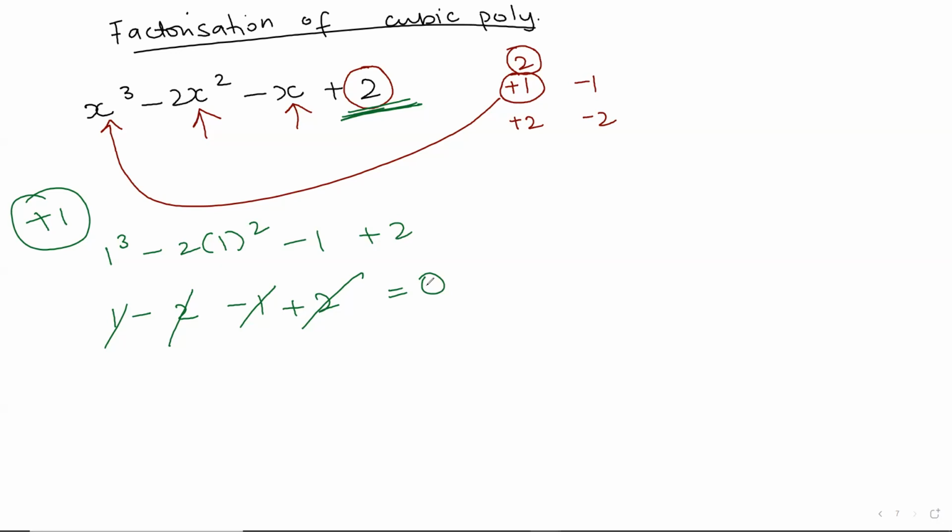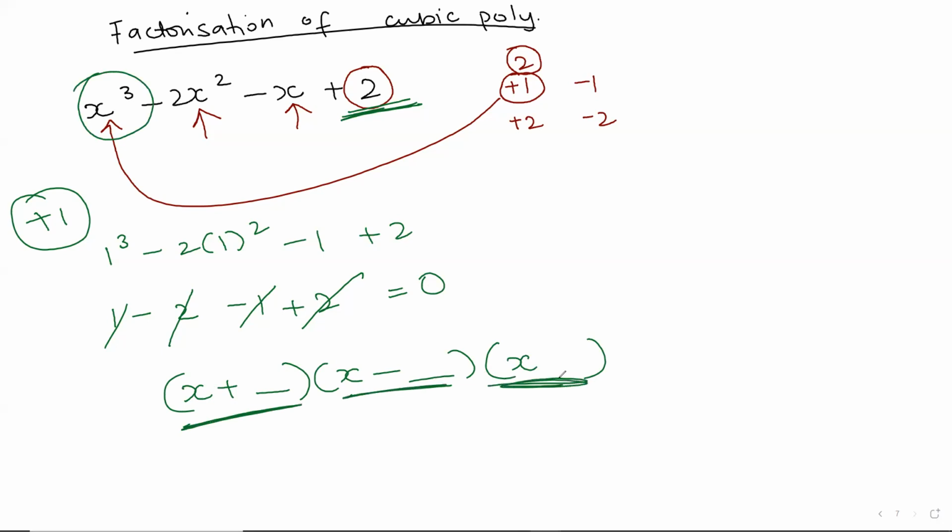Ma'am, after factorizing, if the answer will not be 0, it means our answer is not correct. So you mean after factorizing, when you have x plus something and then x minus something, you'll have 3 brackets over here. Why? Because the power of x is 3, so x will be 3 times. So you are saying that if you put 1 over here and your answer is not 0, then it will be wrong. Yes, ma'am.